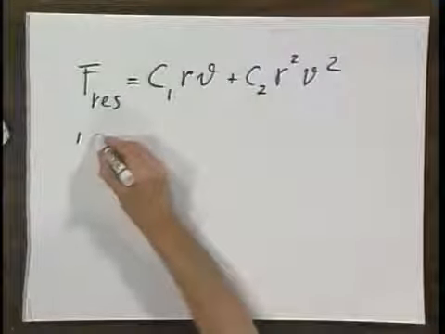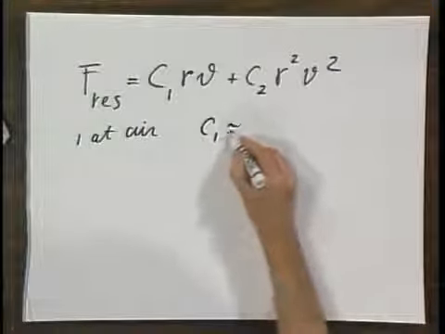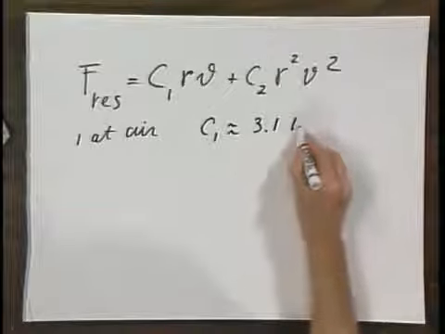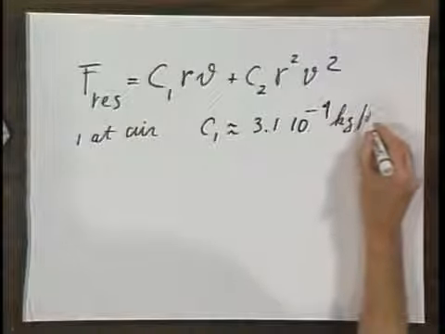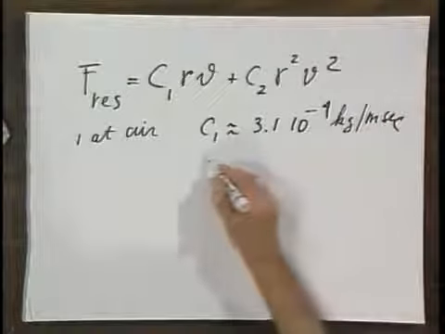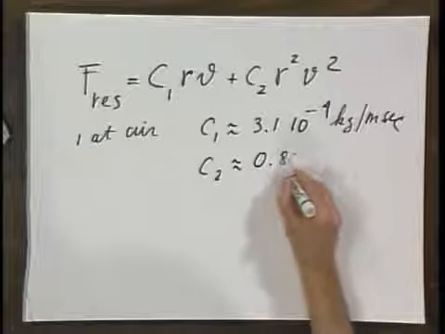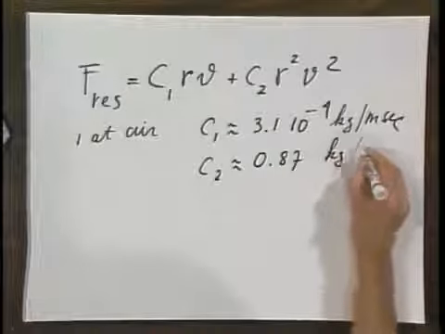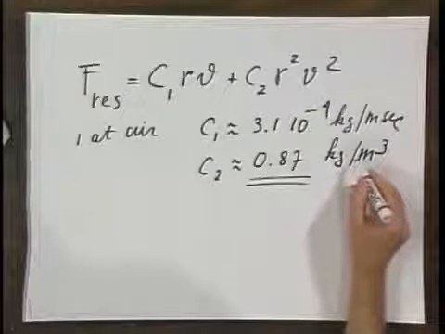And if we deal with 1 atmosphere air, then C1 is approximately 3.1 times 10 to the minus 4 kilograms per meter per second, and C2 is approximately 0.87 kilograms per cubic meter. This has the dimension of density.